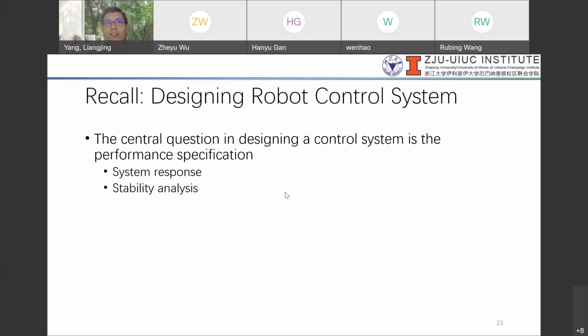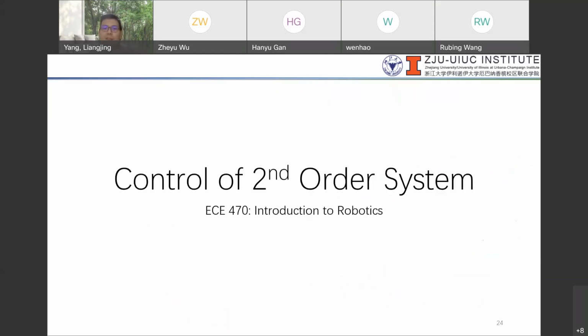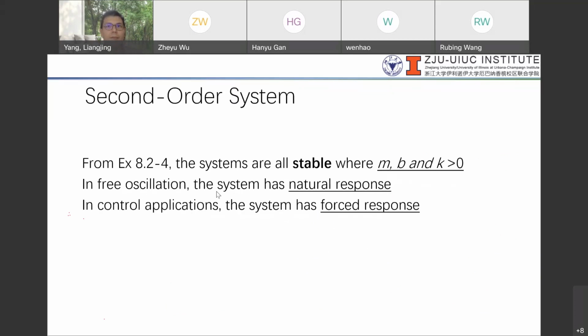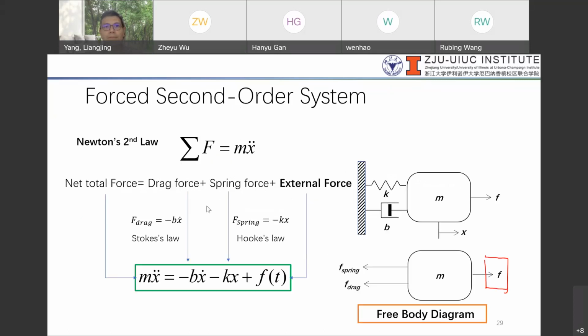So first we answer the central question as we posted earlier. How is this modeling of the second order system and the ability to specify the system response related to control? So we're going to look at control of our second order system. Early on, we already see our modeling of the dynamic of the second order system. So this is just when we are applying force.